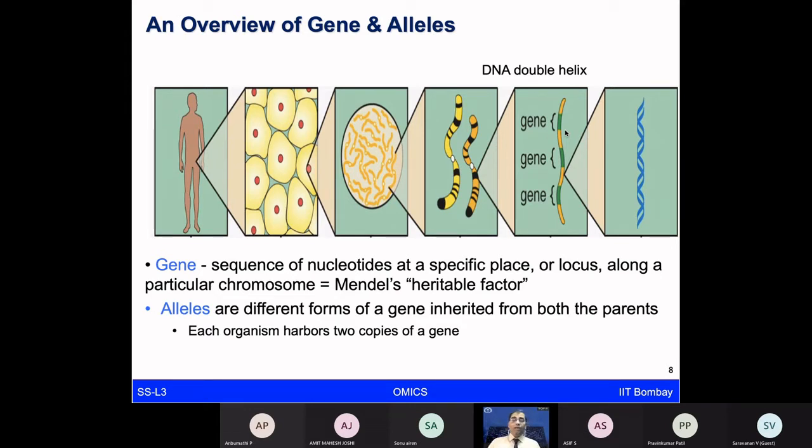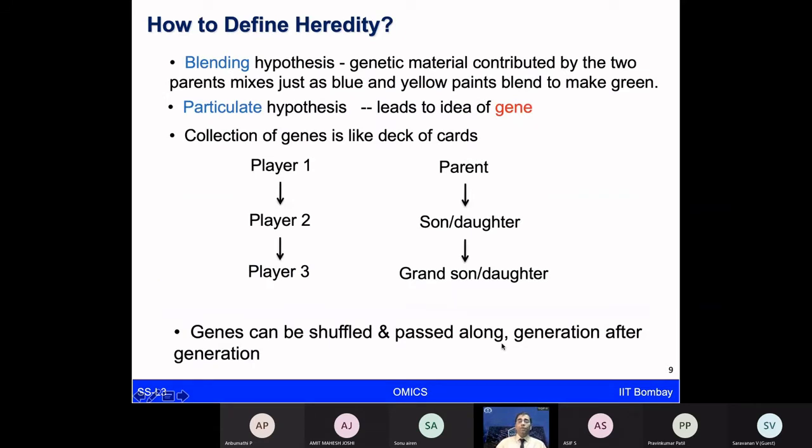So the eye color, for example, the same gene is going to be inherited from both the parents, and for that gene, those are alleles which are harbored, and those are going to show as two copies of that gene.